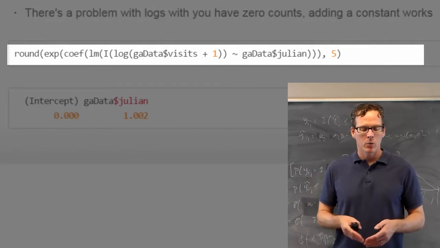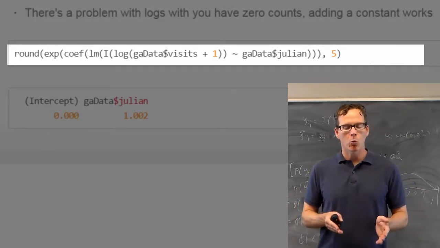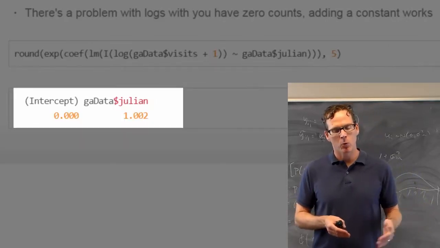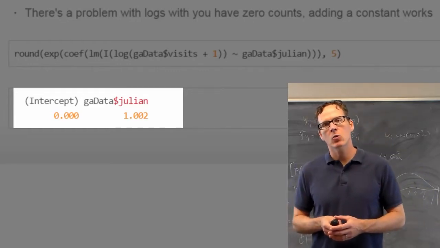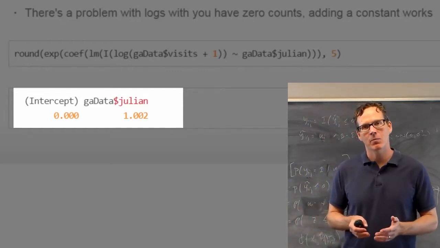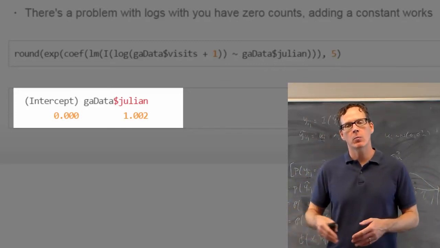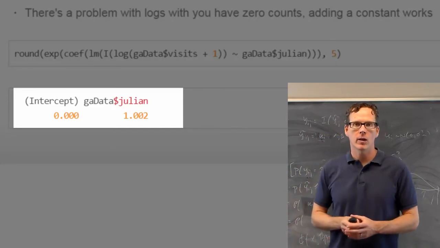We get the intercept, which is kind of irrelevant in this case, as we talked about before, and then we get 1.002. This is on the exponentiated scale. Okay, so what that means is our model is estimating a 0.2% increase in web traffic per day. Okay, and that's a nice interpretation. If you added other covariates, then that would be a 0.02% increase per day, holding the other covariates fixed.